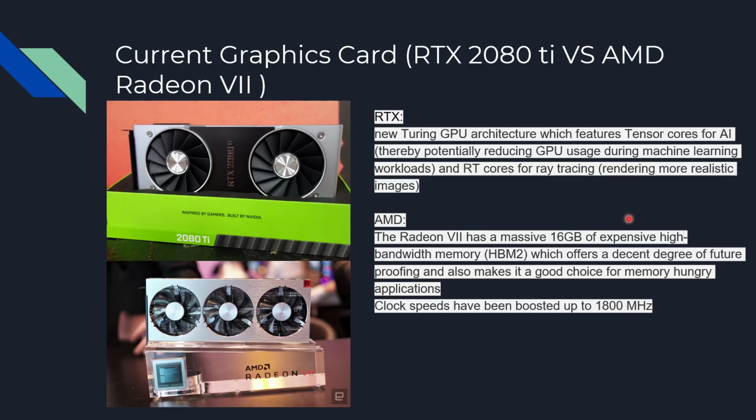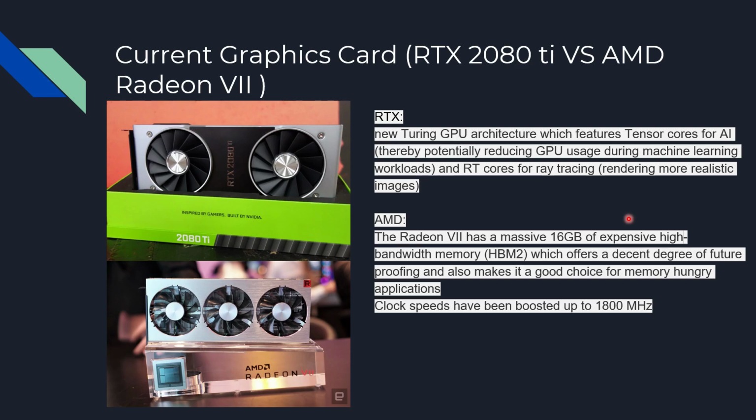Now I'll be comparing the two current latest and strongest graphics cards, which are the RTX 2080 Ti by Nvidia versus the AMD Radeon 7. The new RTX has a new Turing GPU architecture with tensor cores for AI, thereby potentially reducing GPU usage during machine learning workloads, and RT cores for ray tracing, rendering more realistic images.